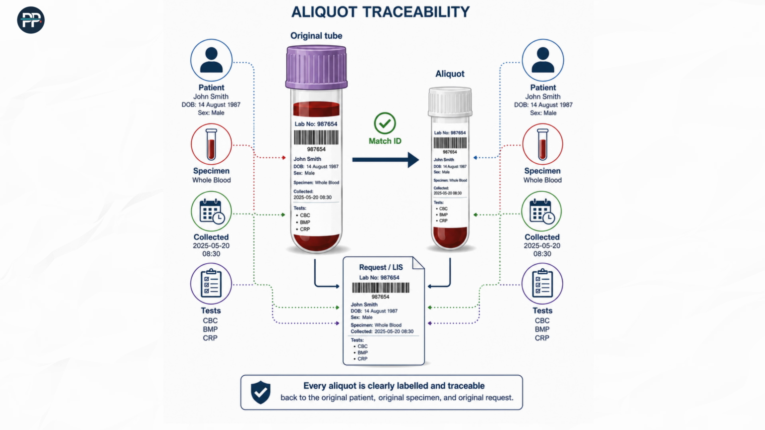Every aliquot must be labeled and traceable back to the original patient, original specimen, and original request. This is important because once a sample is separated or divided, the laboratory still needs to know exactly who it belongs to, what specimen type it is, when it was collected, and what tests are required.